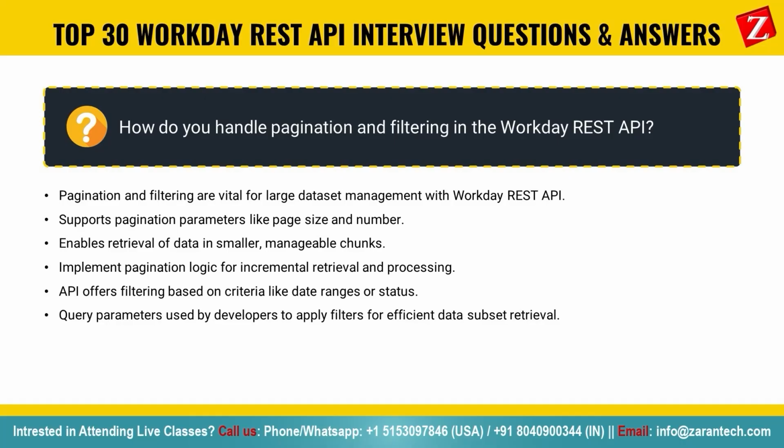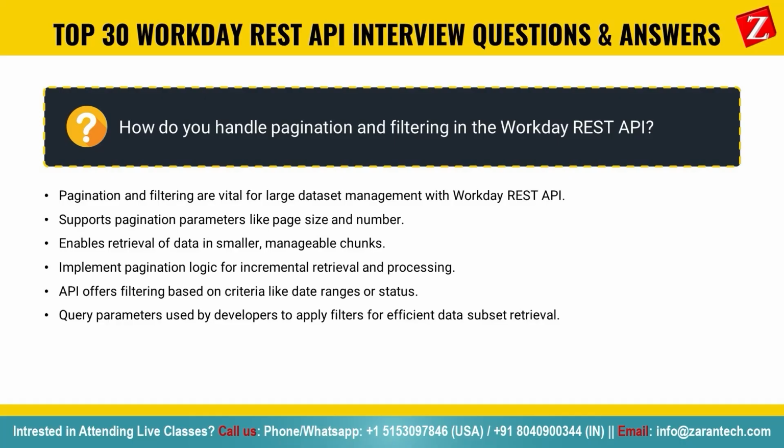For instance, imagine you're fetching employee records from Workday. Instead of receiving thousands of records at once, pagination lets you retrieve, say, 50 records per page, making it easier to handle and process. Now, when it comes to filtering, Workday's API offers robust capabilities. Developers can filter data based on various criteria such as date ranges or status. Let's say you want to retrieve only the employee records updated within the last month. You can apply a date range filter to fetch only the relevant data, saving time and resources.